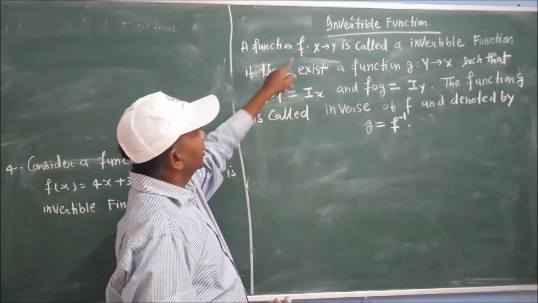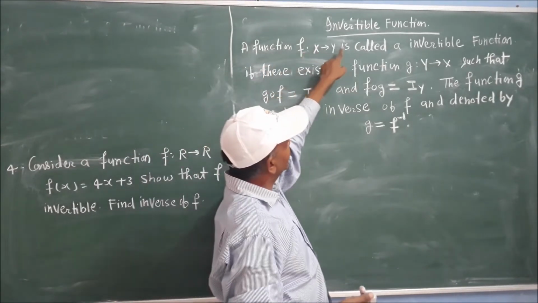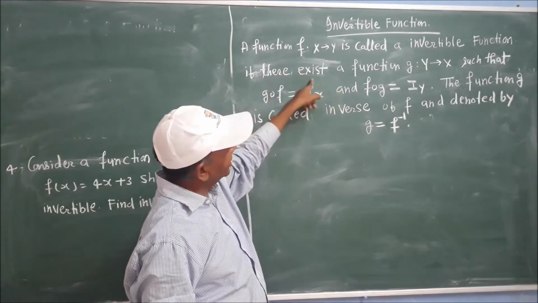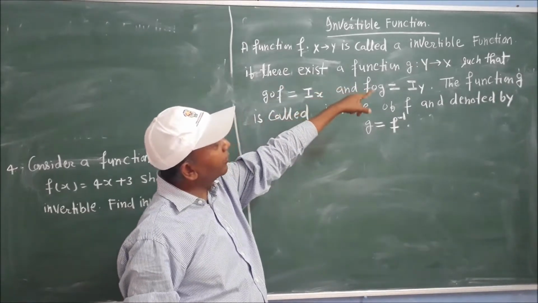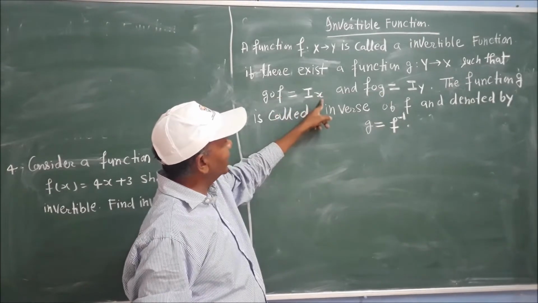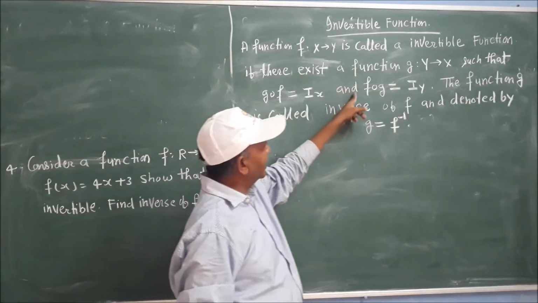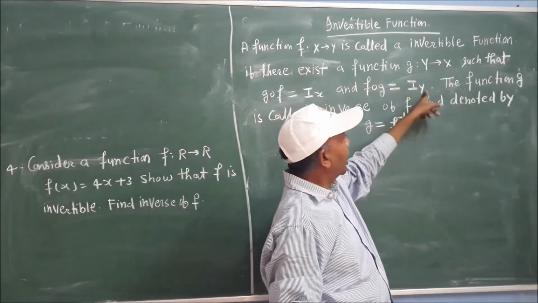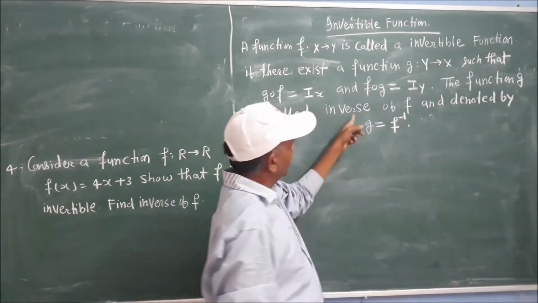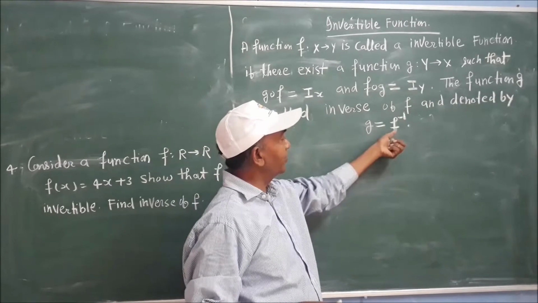Next is the invertible function. A function f from X to Y is called an invertible function if there exists a function g from Y to X such that g of f is equal to I X, where I X means the identity element in X, and f of g is equal to I Y, the identity element in Y. The function g is called the inverse of f and is denoted by g equal to f inverse.